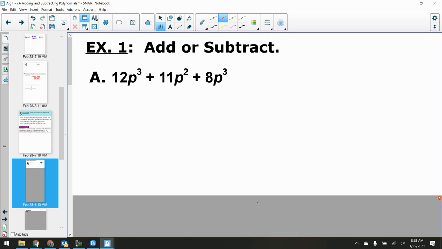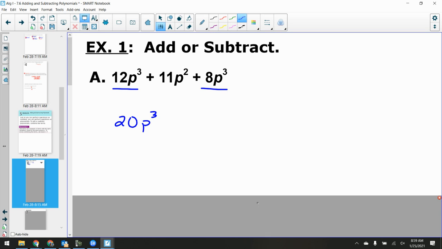degree. Well, 12p to the third. Is there another p to the third? Yeah, the 8p to the third. So what do I get? 20p to the third. And remember, you leave the exponent and the variable the same. You only change the coefficient. You only take the 12 and the 8. And since it's positive, 12 plus 8 gets me 20.